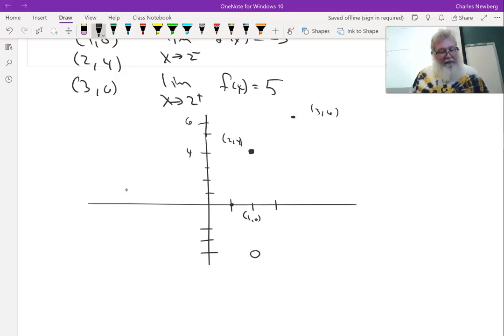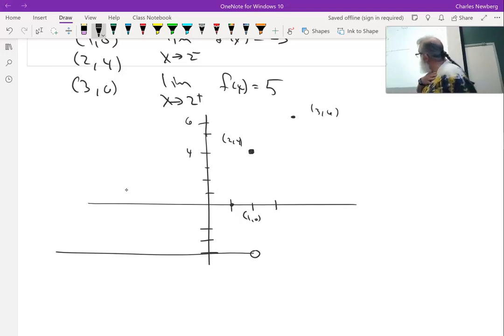Some of you might have something like this. Anybody have that? Some of you might have something like this. I know Alicia does, right? And as long as it's coming into negative 3 from the left side, it doesn't matter what you have. As long, yep.